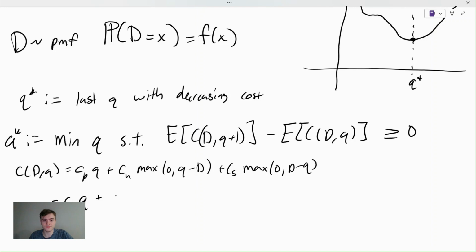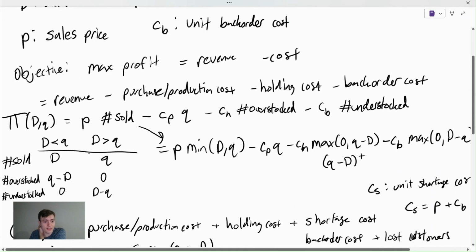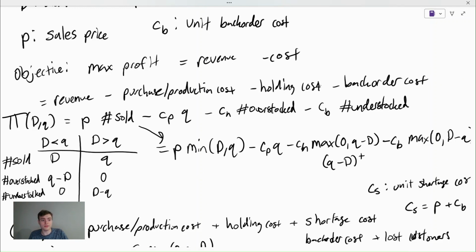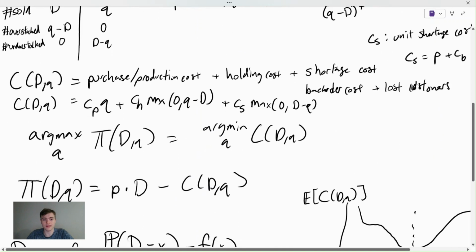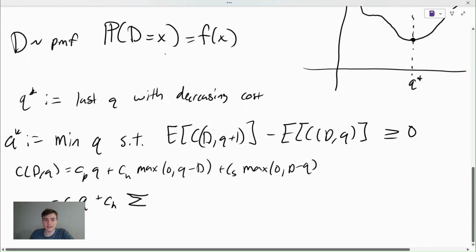So CPQ and then CH times, when is the demand going to have Q minus D greater than 0? Well, as we already talked about, it's up here in this table. When D is less than Q, we are paying this holding cost, right? So since we're in the discrete case, we're summing over the X, since X is our input to the demand function. We're summing over the X from 0 to Q.